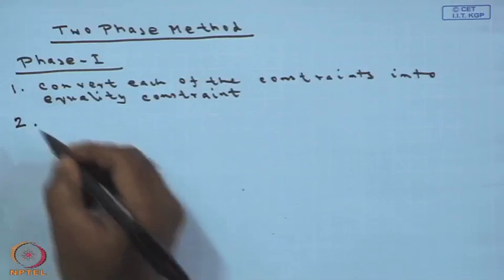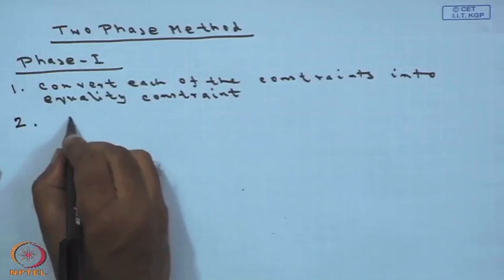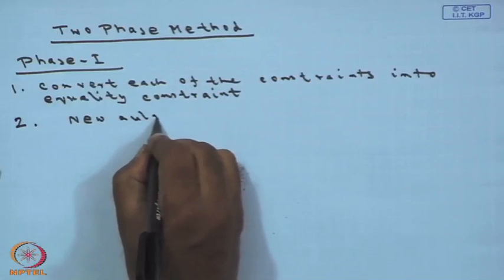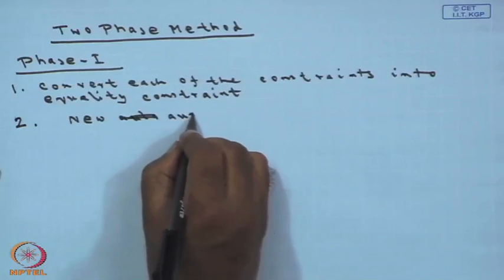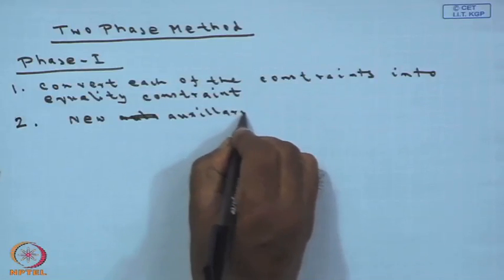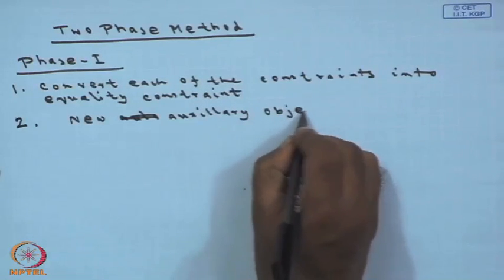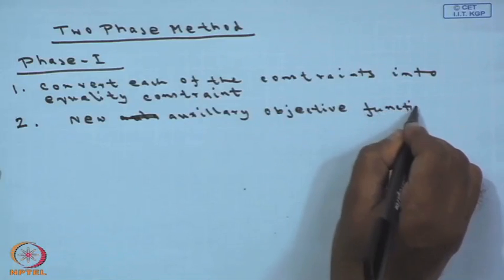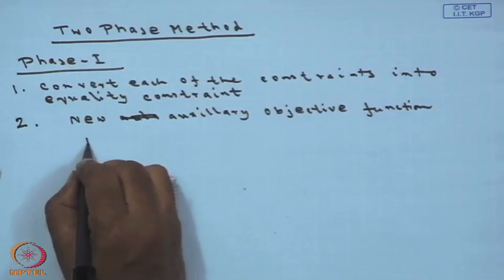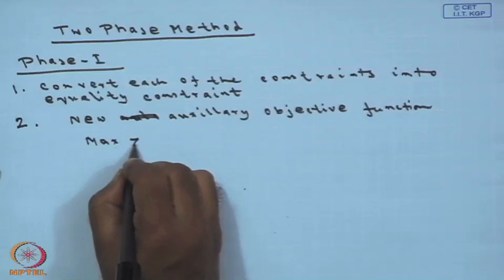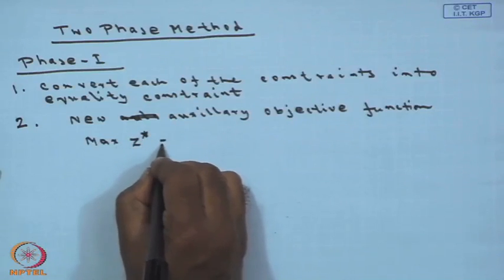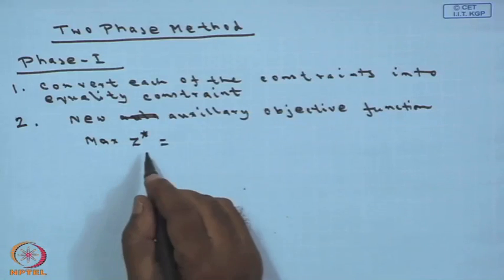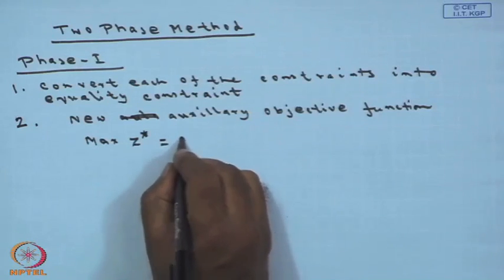In step 2, you are taking a new auxiliary objective function. What will be the form of this? I am just writing: maximize z star. Please note that usually we take maximize z, but this is not equivalent. So, we are taking another objective function, z star.